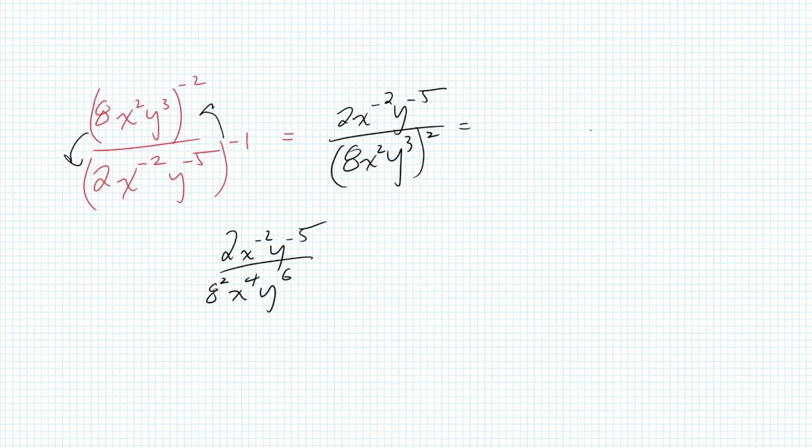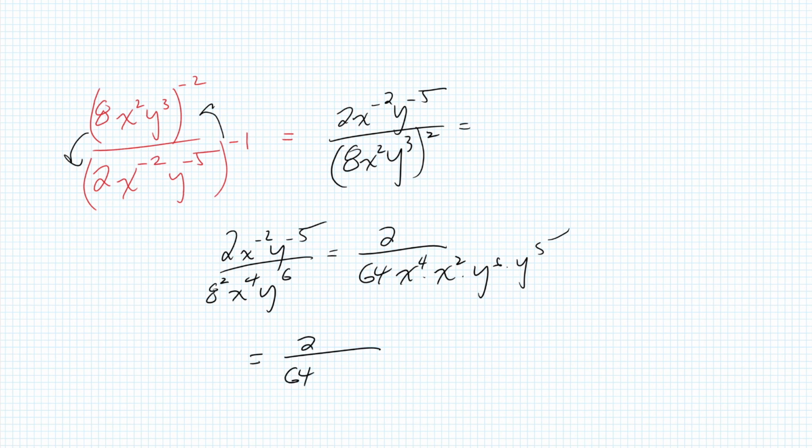Now I'm taking all the negatives. First of all, I'm going to evaluate 8 squared, and I'm going to take all the negatives that are on the top and move them to the bottom. If I picture what's going to happen with the x's, I'm going to have x to the fourth and x squared on the bottom, and y to the sixth and y to the fifth on the bottom. So lastly, all I have to do is put the x's and the y's together. I'm going to have 6 x's, and I'm going to have 11 y's.